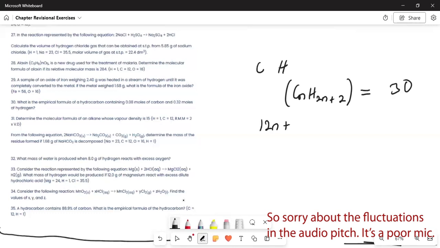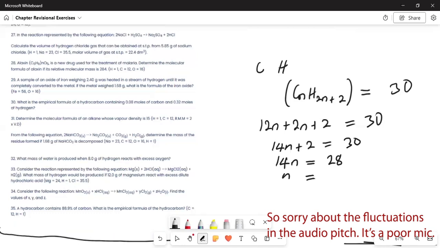So carbon is 12, 12n, plus hydrogen 1 times 2n, that is 2n, then plus this 2, equal to 30. 14n plus 2 equal to 30. 14n equal to 28, that is 30 minus 2. n equal to 28 divided by 14, which is 2. Therefore, the alkane is C2, H, 2 times 2 is 4, plus 2 is 6. So the hydrocarbon is ethane, C2H6.